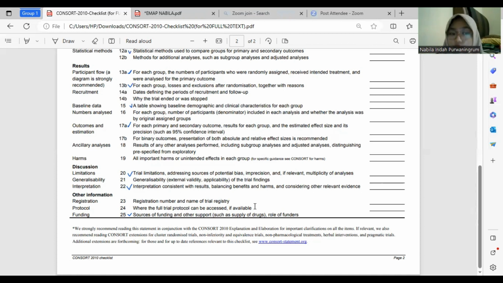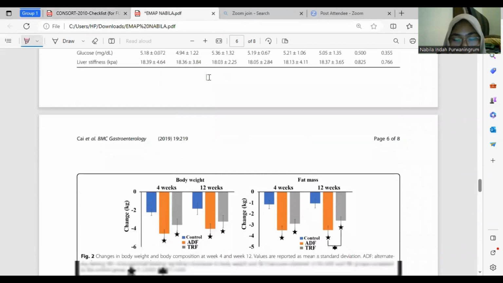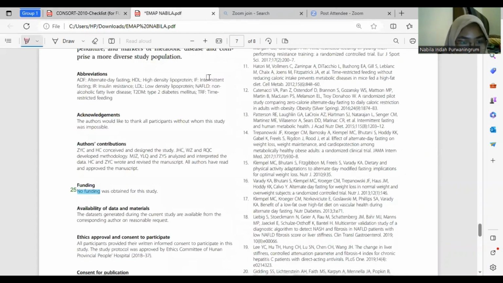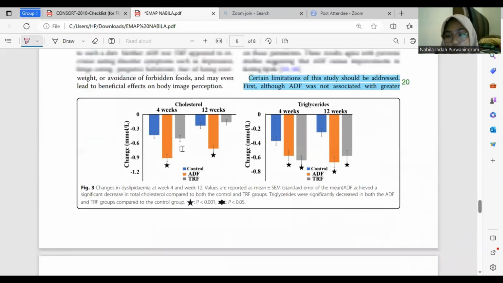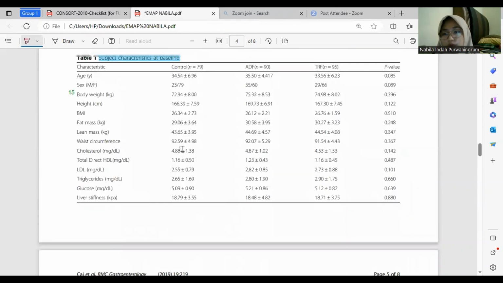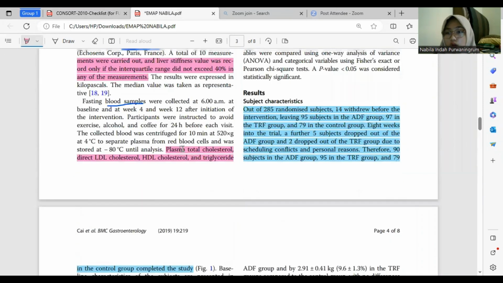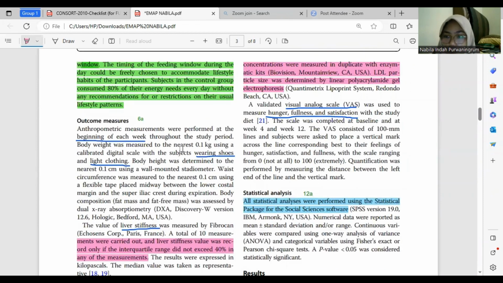And the last thing is the funding, label number 25. It covers the source of funding and other support such as supply of drugs, role of funders, etc. We can see it here about the funding. In this article, no funding was obtained for this study, because the intervention involved people being hospitalized who get food and have a window where they could eat and couldn't eat, and there's no funding.